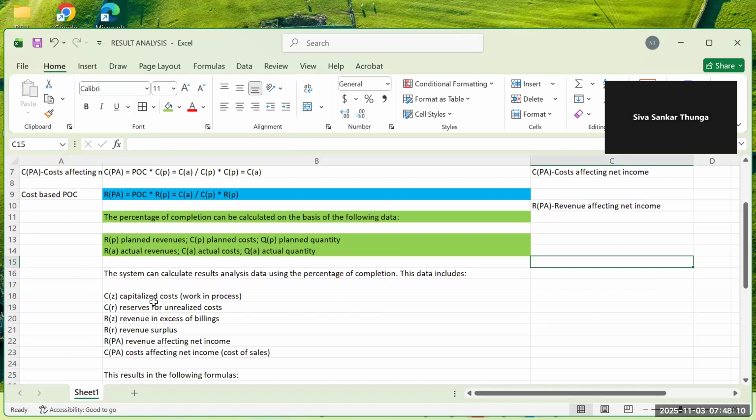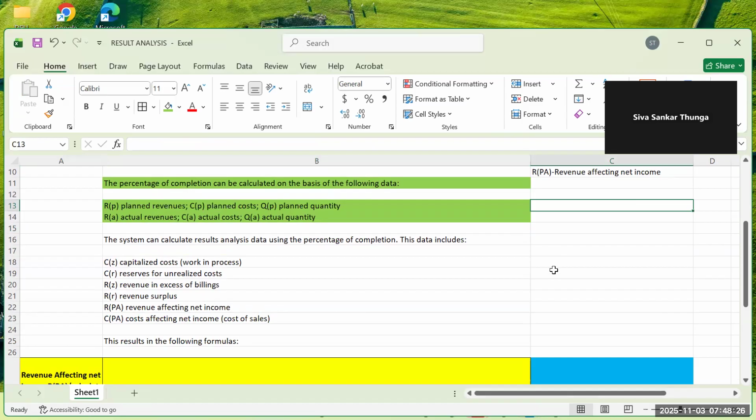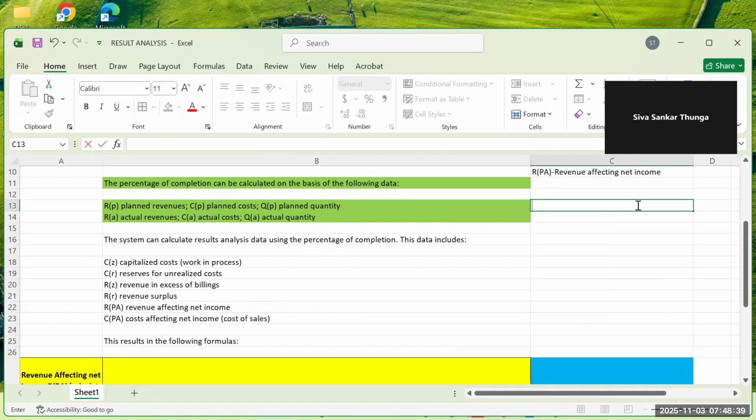Okay, so now if you see here, the parameters: actual revenue divided by planned revenue. Where is the planned revenue? Actual revenue, actual cost, actual quantity. This one is planned revenue. So in the revenue based method, the value is actual revenue, R of A, divided by R of P.